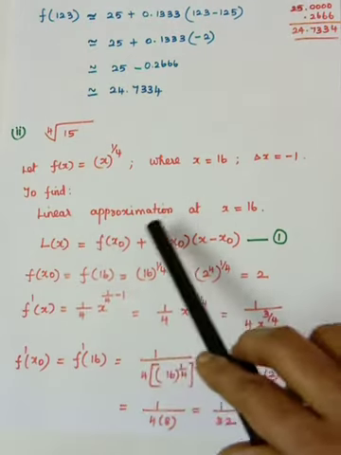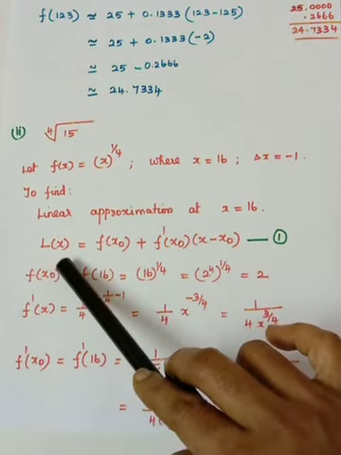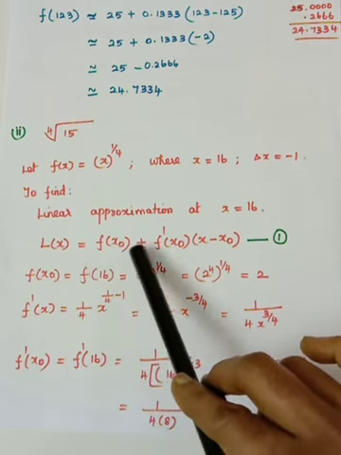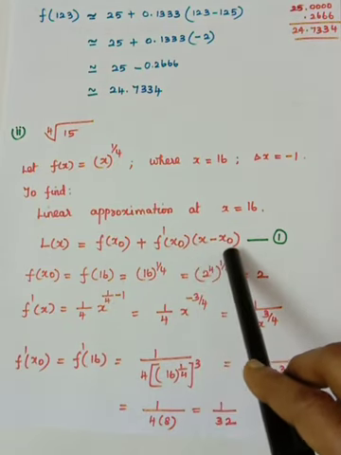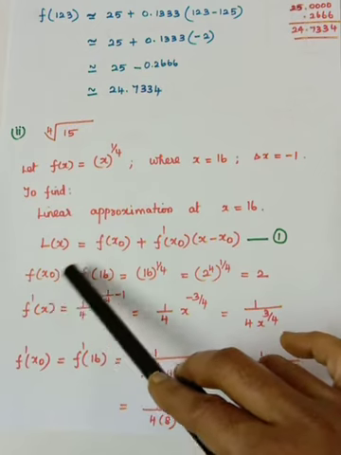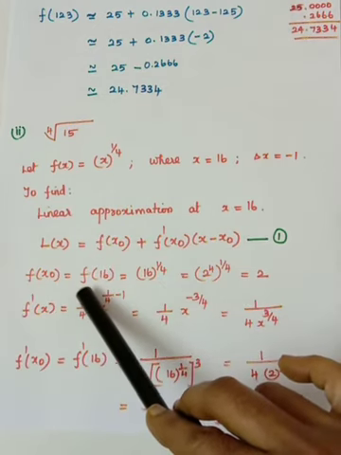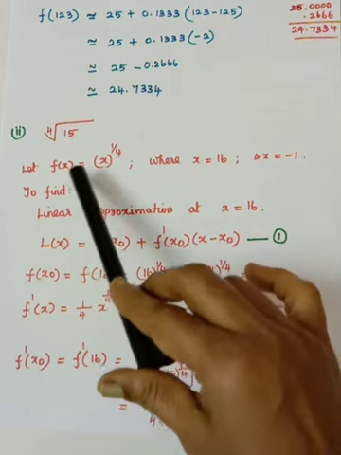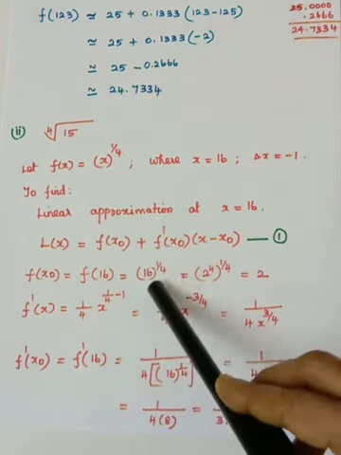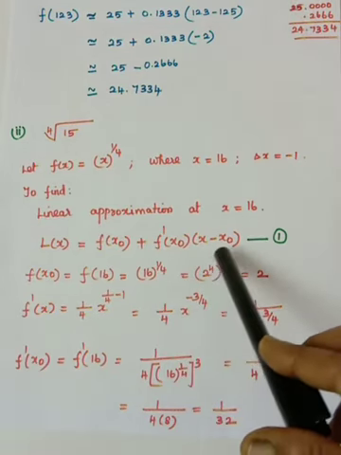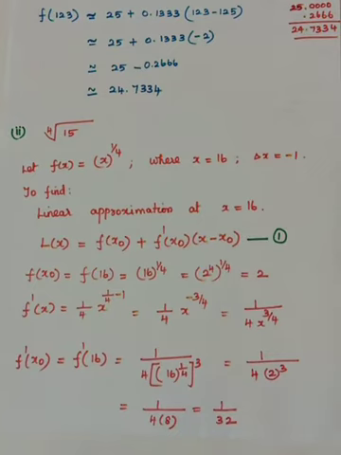So what is the formula for finding the linear approximation at x is equal to 16? L of x is equal to f of x naught plus f dash of x naught into x minus x naught, where your x naught is equal to 16. First you have to find the first term, that is f of 16. The 16 has to be substituted in this function, 16 to the power 1 by 4. 16 can be written as 2 power 4, so the powers cancel, and you will get the answer as 2. So the first term we have found in this formula.